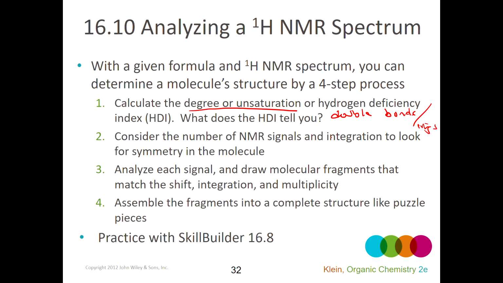Right, so if we know the formula, we can figure out from the formula whether or not there are any degrees of unsaturation. And remember, one double bond or one ring is 1 degree of unsaturation, and a triple bond is 2 degrees of unsaturation. Then we're going to look at the NMR, look at the signals, and try to put together some fragments.